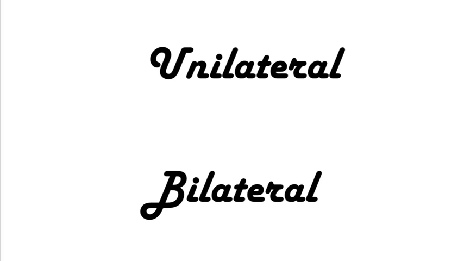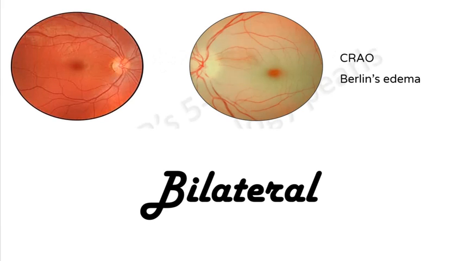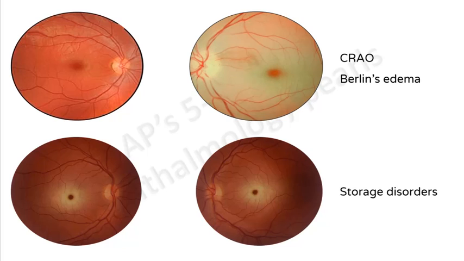Let's learn a little more about the cherry red spot. Generally, unilateral causes are ocular in nature and bilateral causes are due to storage diseases. Again, ocular causes are more likely to be seen in adults and storage disorders in children.